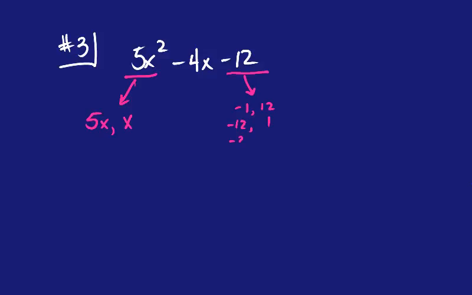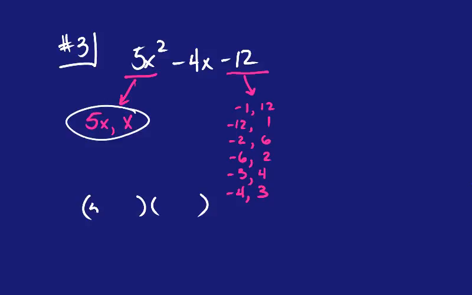You could have negative 2 and 6. You could have negative 6 and 2. You could have negative 3 and 4. You could have negative 4 and 3. And I know what you're thinking now that you're watching me write all that down. You're saying, so I need to check all these combinations. Well, yes and no. You know that your only situation is 5x and x. So if I put those in, I know it has to be 5x and x. Now you have to figure out which combination of these pairs.